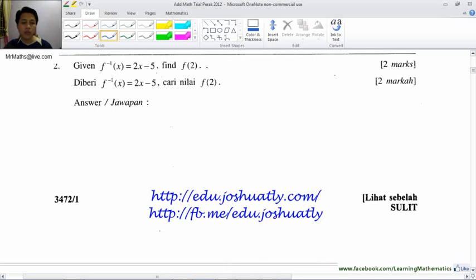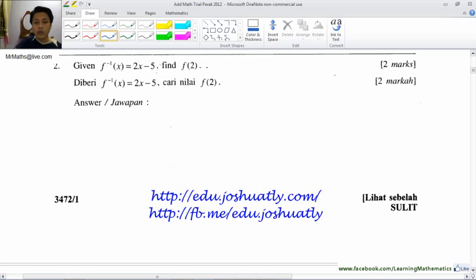Given inverse function f prime x equal to 2x minus 5, let's find f2. Before I proceed, I'd like to recognize Joshua Lee. Joshua Lee's website is the source of my question papers here. If you want to get some past questions or trial papers from the whole of Malaysia, most likely the Joshua Lee website has that. So go and visit that website. The URLs are on my screen right now. So let's answer question number 2.